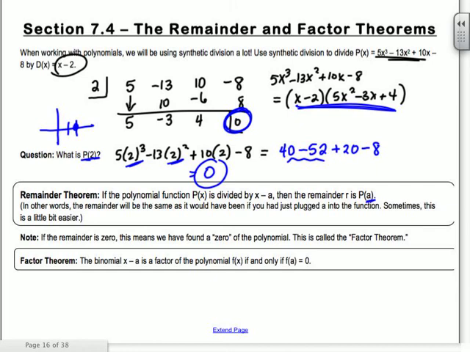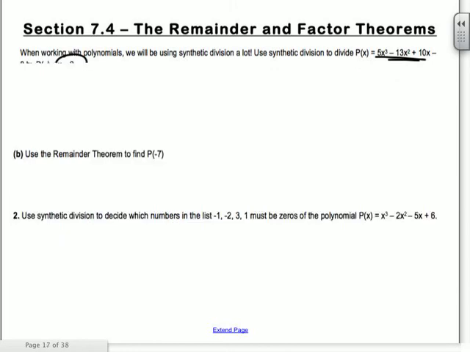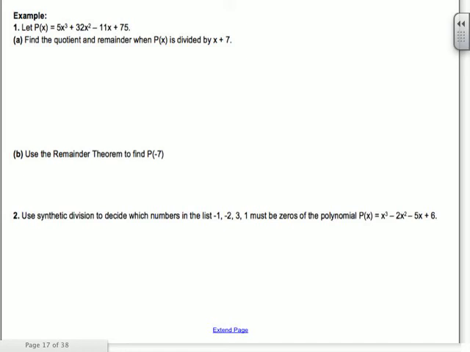So the factor theorem says if it factors evenly, then that has to be not only a factor, but the x value has to be a 0. Okay? All right, it's not really important that you memorize those theorems, just know how to use them.